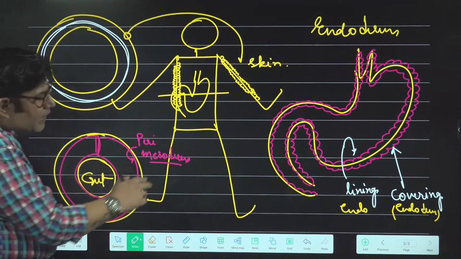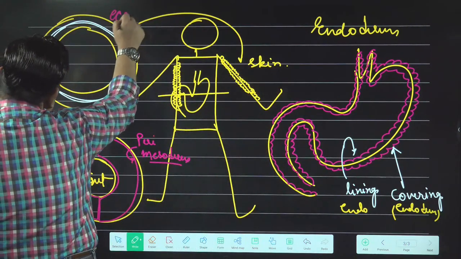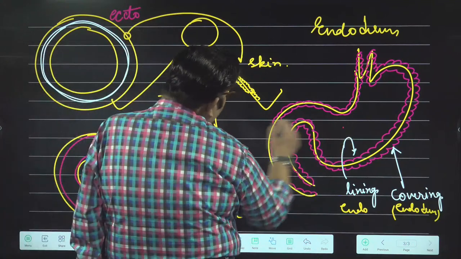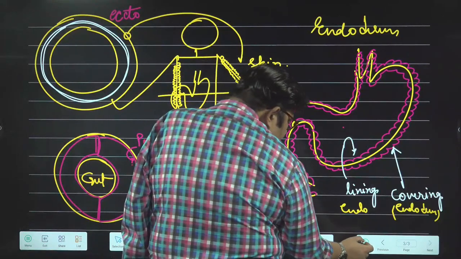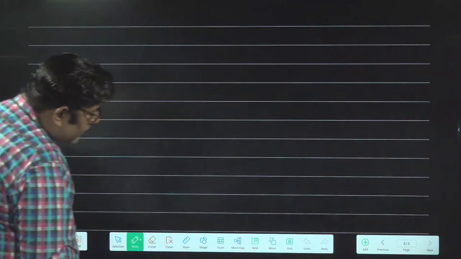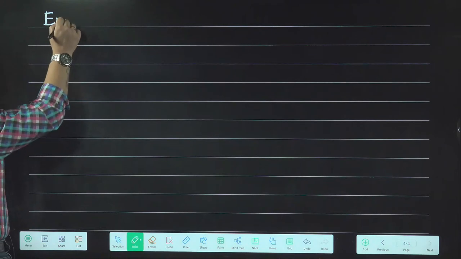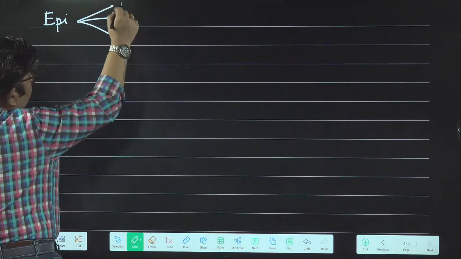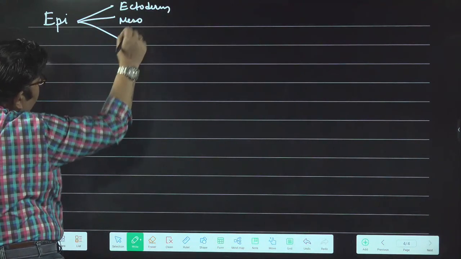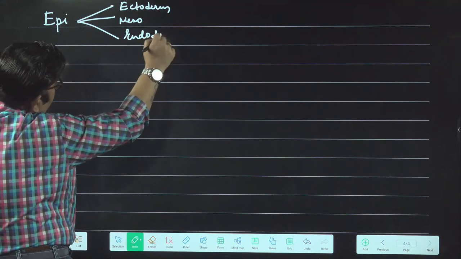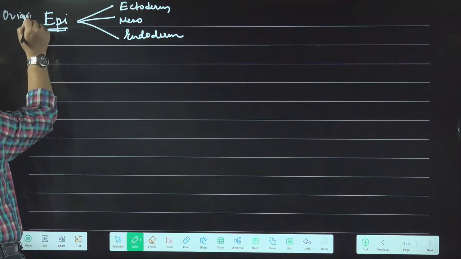So we have seen that this is the only tissue in the body which can originate from ectoderm, from endoderm, and from mesoderm. Understood? So once again, the final take: the epithelial tissue originates from all three, that is ectoderm, mesoderm and endoderm. I'm talking about the germ layers.